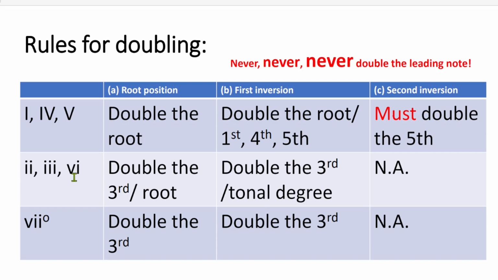Secondary chords 2, 3, 6, we will double the third as the first priority in root position. Then sometimes we can choose to double the root. But if it is in first inversion, we will choose to double the third most of the time. Double the third is a good choice because the thirds of all these chords are the tonal degrees, which is the first, the fourth, and the fifth degree of the scale. For second inversion, we don't apply for 2, 3, 6 chords. That means there is no 2C, 3C, or 6C. The diminished chord, we will just have one choice, that is to double the third. That is the best choice. And we don't use the second inversion either. So just remember, never, never, never double the leading note.